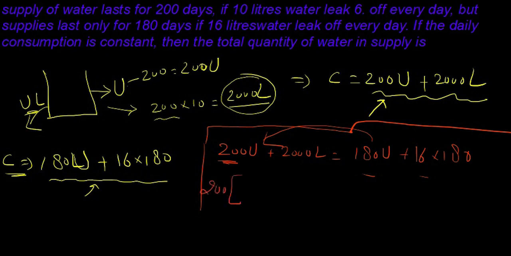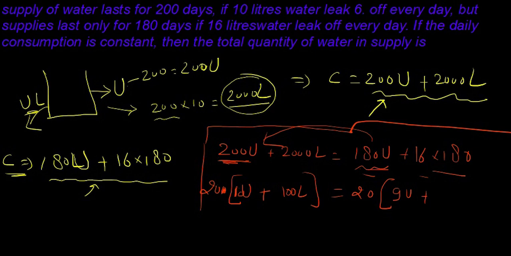Let's take 200 common. I'm expecting that your maths is fine, because this is a moderate part. So U plus, this is only 10 liters. Now 200 cannot be taken from this part, so we can take only 20 from this one. If you take 20, this is 100, this is only 20 actually. So this is 10 U plus 100 liters. If you also take 20 from the other side, 9 U, 20 you can't take from that, so from 180 you can take 20 common.